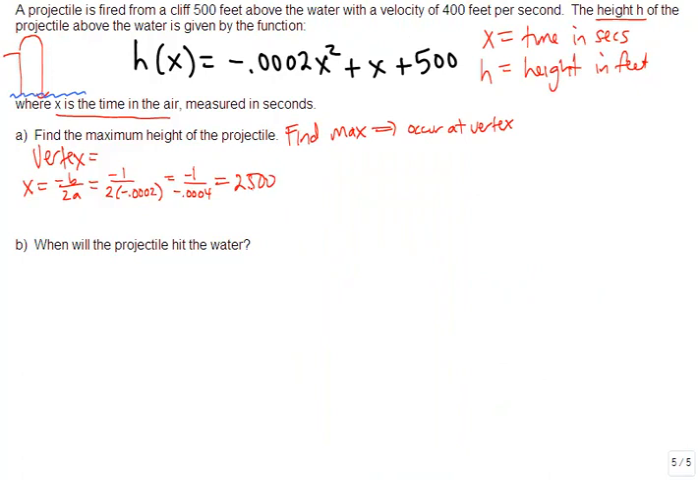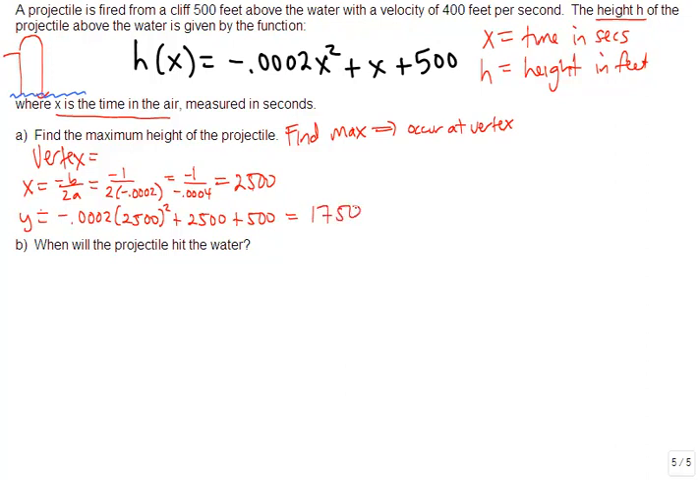And then to find y, we're just going to plug it into our function. For all these x's, we now know that x is 2,500. So this is going to be negative 0.0002 times 2,500 squared plus 2,500 plus 500. And I'll save you the typing into the calculator. When you plug that in, you get 1,750.